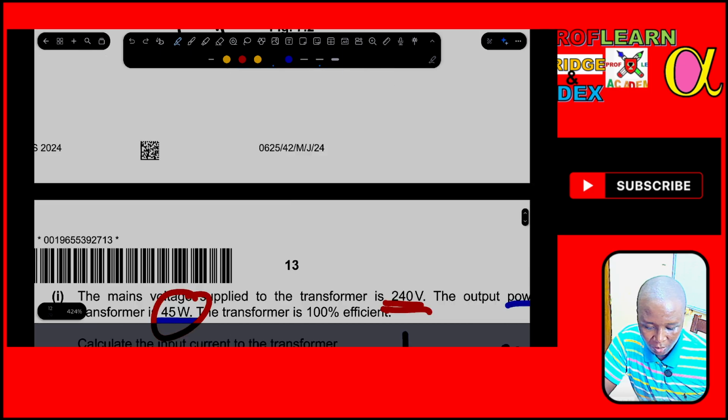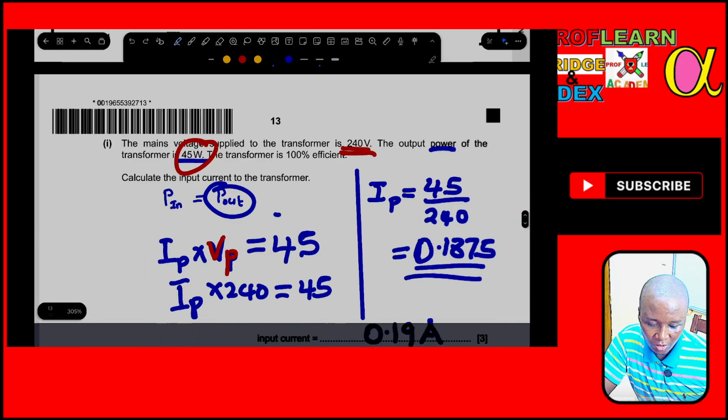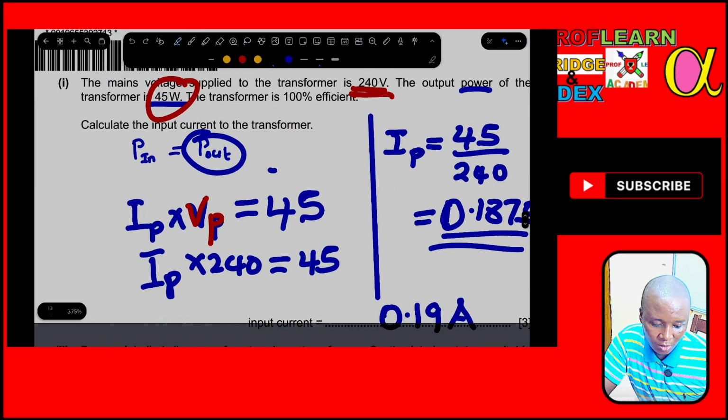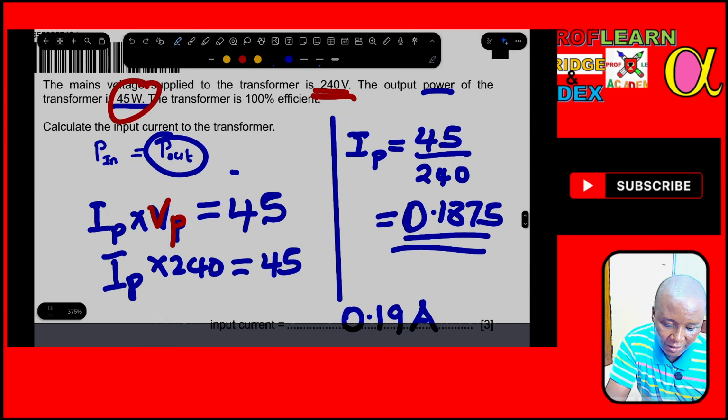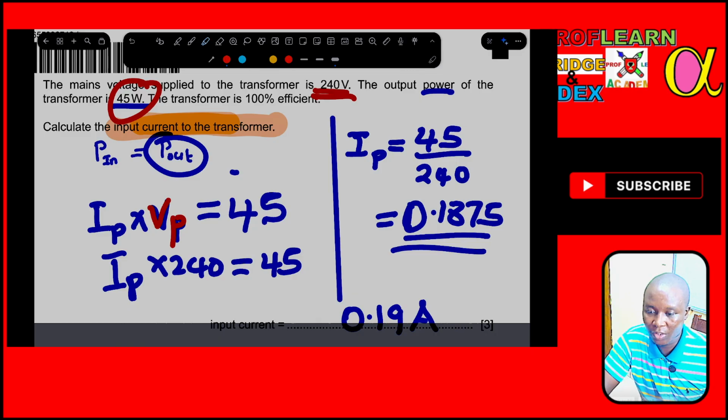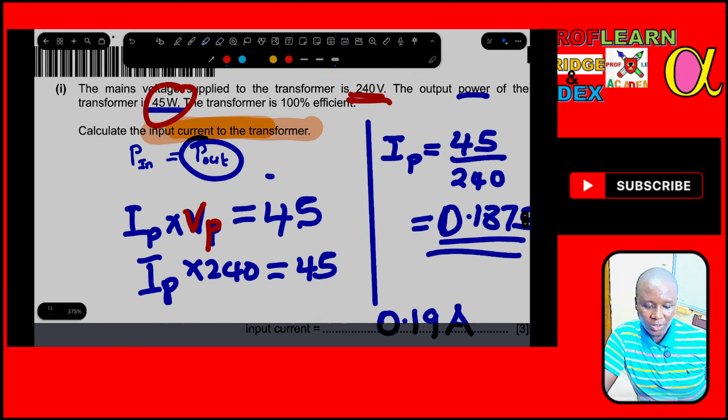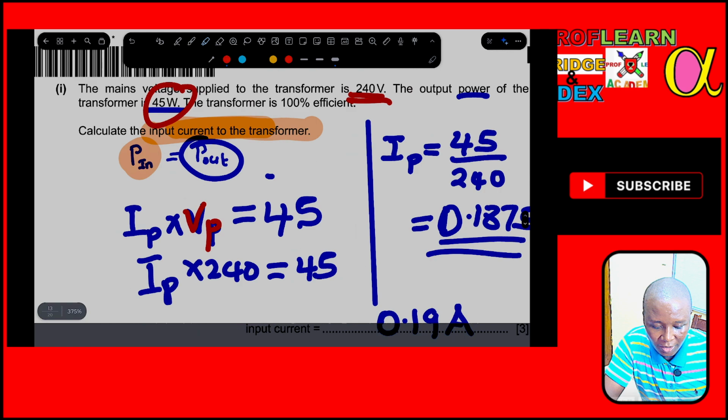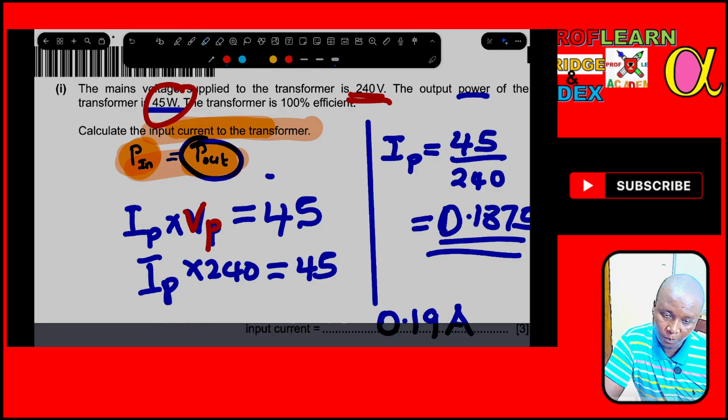So let's check what our students were asked in this question this year. Candidates were supposed to calculate the current in the transformer input, that is, in the primary section of the transformer. But candidates were supposed to understand that power in is equal to power out. Power in the primary coil is equal to power out in the secondary coil, because the transformer was 100% efficient.